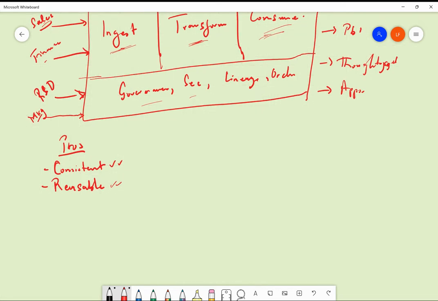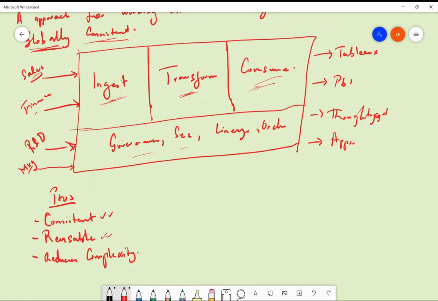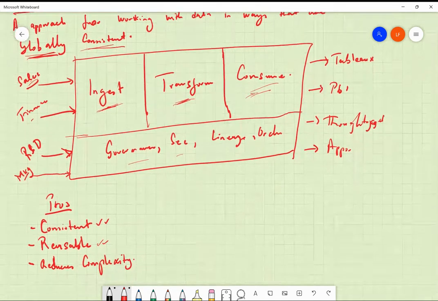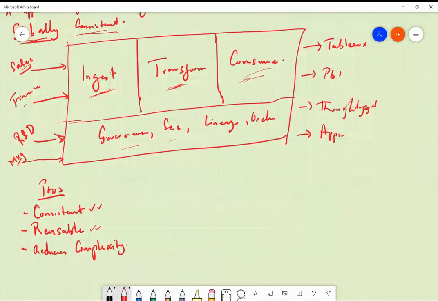And folks might argue in some circles that it reduces complexity. It reduces complexity because of a simplified approach. Fewer tools, simple ways to do things. Maybe there's just one tool to ingest and everybody just uses that tool. And it's simple and you just use the tool. There are not five tools you have to manage. There is one. All right. So this idea of a data fabric and a globally consistent approach makes things simple.